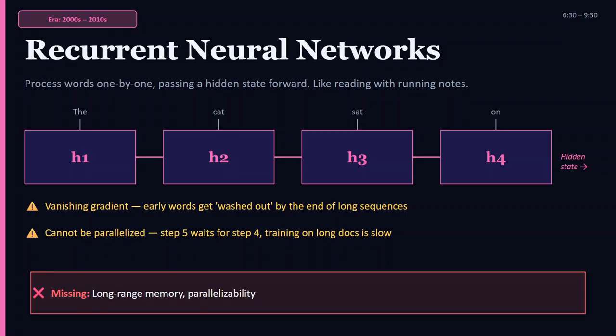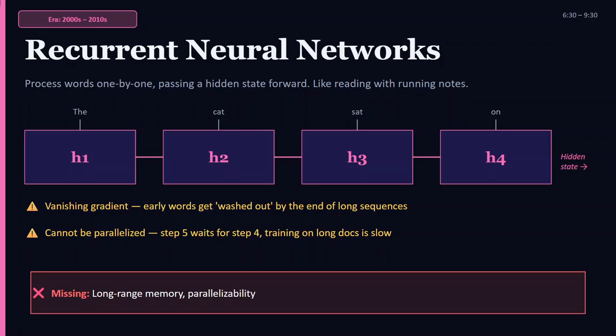Think of it like reading a book and taking notes. After every word, you update your notes. The notes represent your running understanding of the text. This solved the variable length problem for us. You can now process sequences of any length and it respects order. So, dog bites man and man bites dog produce different hidden states. RNNs powered tasks like early machine translation, sentiment analysis, and even speech recognition.